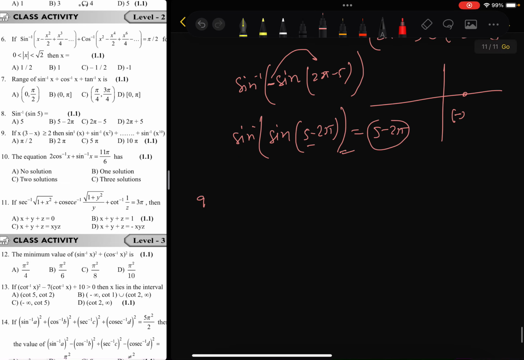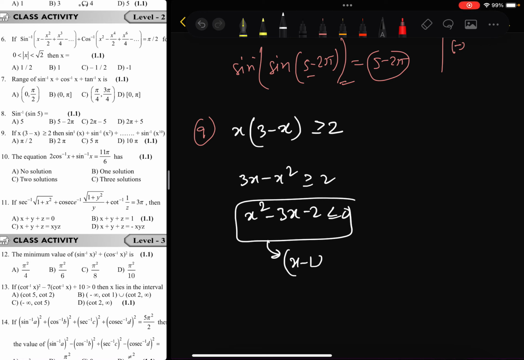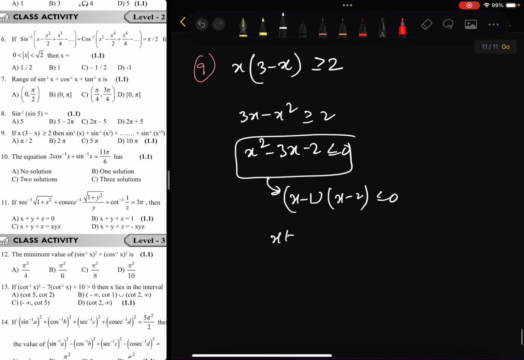Next, question number 9. Given x into 3 minus x greater than or equal to 2. So just multiply this out: 3x minus x square greater than or equal to 2. So this can also be written as x square minus 3x plus 2 less than or equal to 0. If you factorize this, you will get two factors, x minus 1 and x minus 2 less than or equal to 0. So here you will get an interval from 1 to 2, between the roots, because it is less than 0 and it is a quadratic equation.